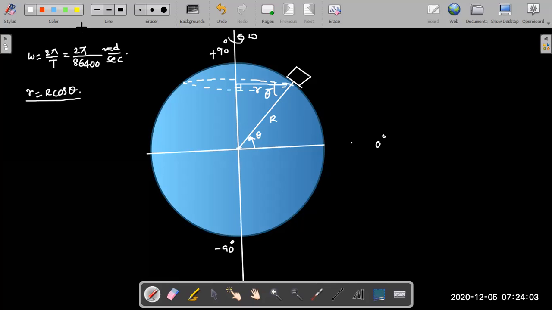Where will its weight be? Mg will be acting towards the center. So this will be the force mg. Definitely there is going to be a normal reaction over here, so let's say the normal reaction is this. This is the normal reaction N on the block. Clear? Any issue?